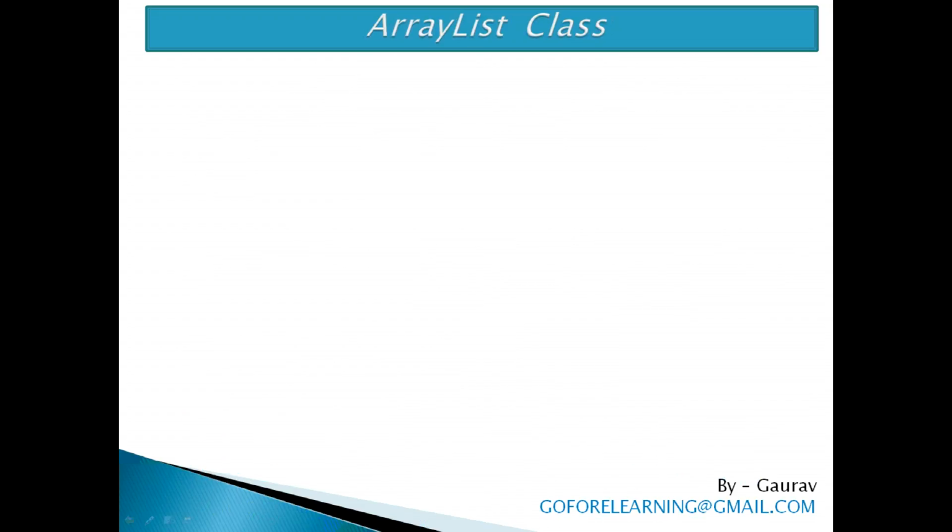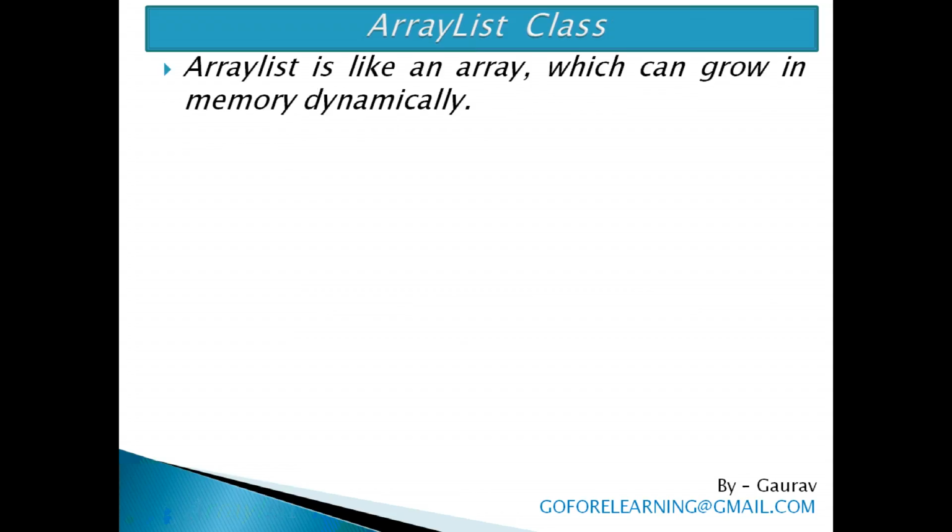Next is the ArrayList class. An ArrayList is like an array which can grow in memory dynamically. It means that when we store elements into the ArrayList, depending on the number of elements, the memory is dynamically allocated and reallocated to accommodate all the elements. ArrayList is not synchronized. This means that when more than one thread acts simultaneously on the ArrayList object, the result may be incorrect in some cases.